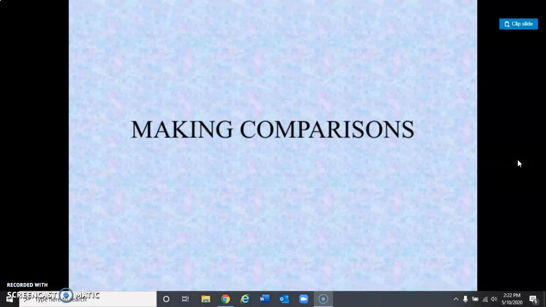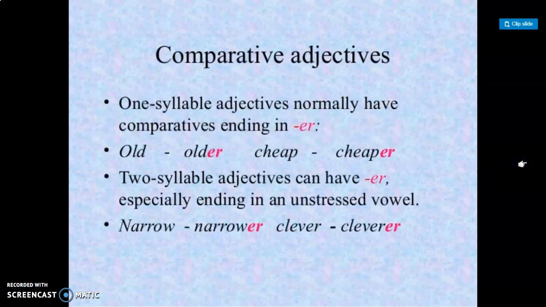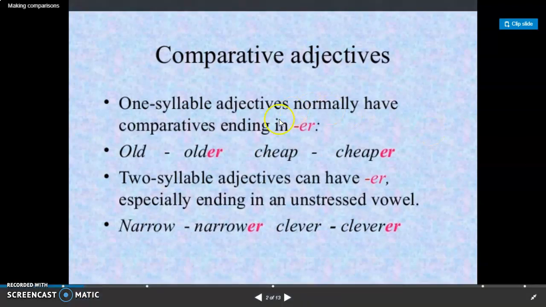Adjectives that make comparisons. When you have smaller adjectives, you add ER on the end to compare two things. So old becomes older. I am older than you. Cheap becomes cheaper.